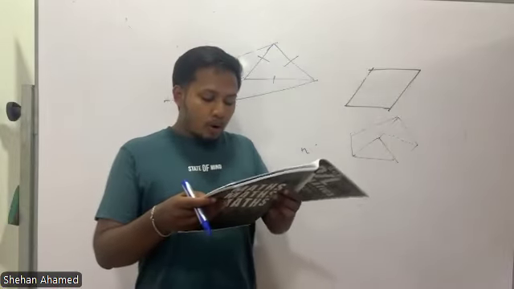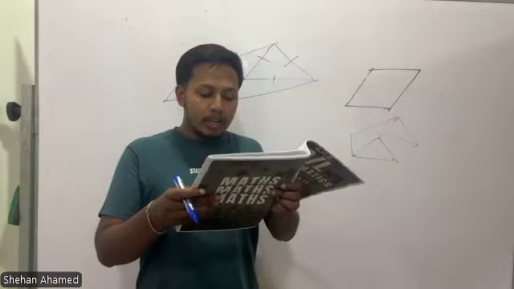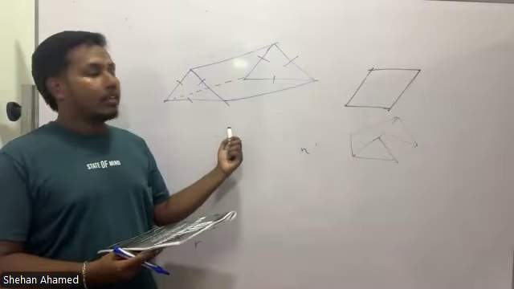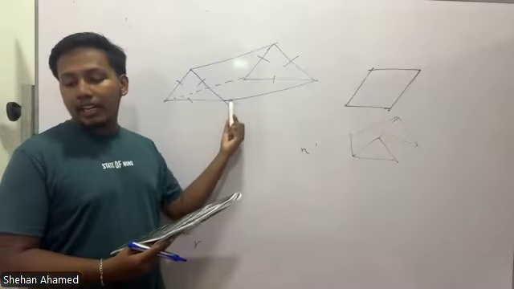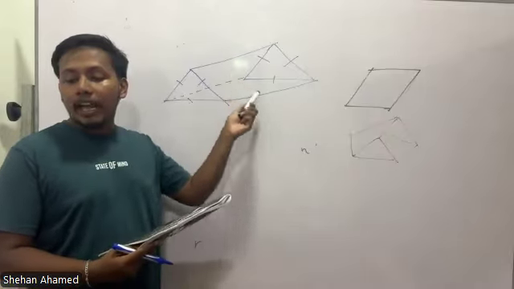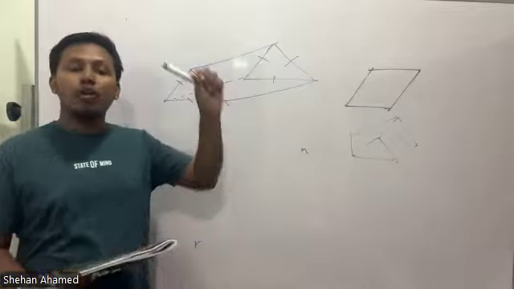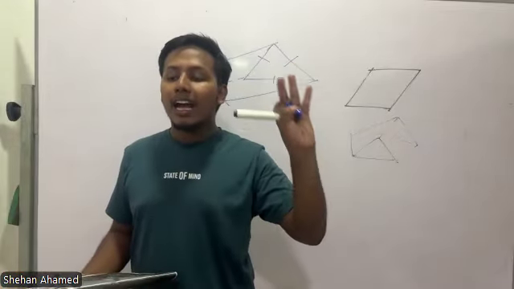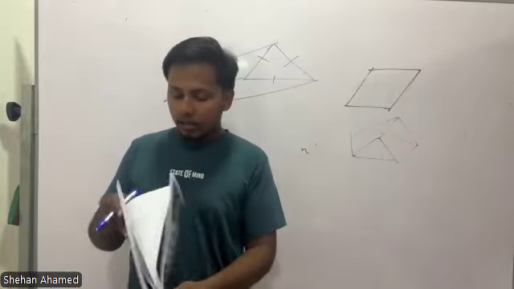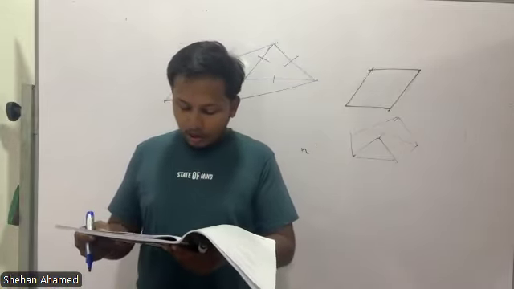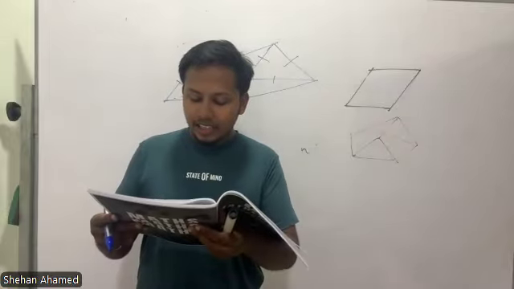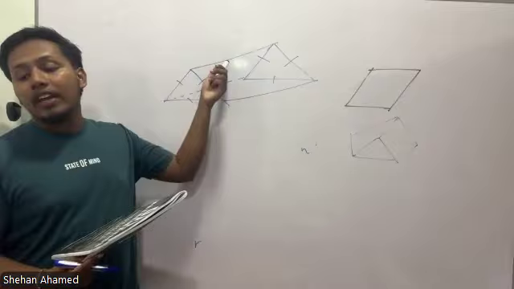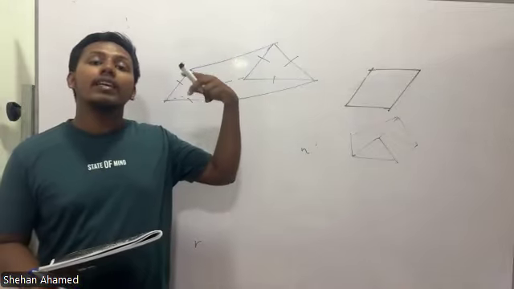Roman number 2, all three faces are equal in area. All three faces means this bottom rectangle, the slanted rectangle, and this side rectangle, all the three sides' areas are equal. That is also true. Next one, all three faces are unequal in area. All the three faces are not equal, that is incorrect.